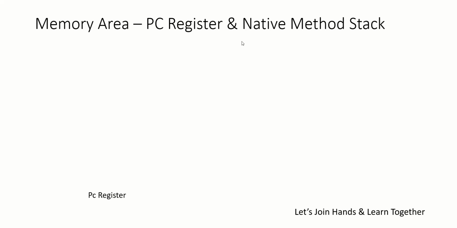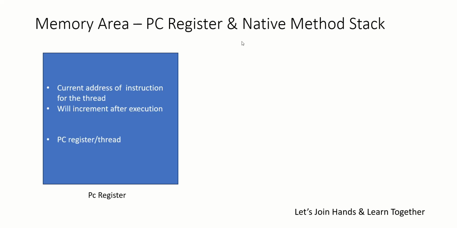Hope that is clear, right? Each and every thread will have a separate PC register, and each PC register will have the address of the current running instruction of that particular thread. Once the JVM has executed a particular instruction, it takes the address, increments it, stores it back to the PC register, and starts executing the instruction at that address. That is the PC register. Okay, similarly, we have the native method stack.